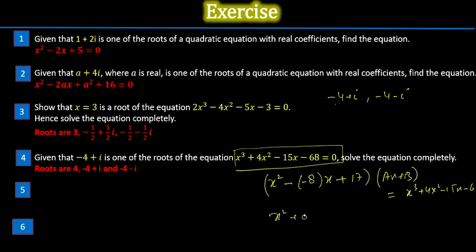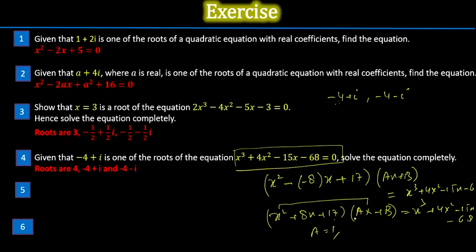x square plus 8x plus 17 times ax plus b equals x cube plus 4x square minus 15x minus 68. Now if you multiply x square with ax, you get ax cube, and here you have x cube, so a becomes 1. 17 times b is 17b, and the constant there is minus 68, so b becomes negative 4. So your factor will be 1x minus 4. When x minus 4 is equal to 0, x becomes 4. So what are the roots? Minus 4 plus iota, minus 4 minus iota, and 4. See the answer here.